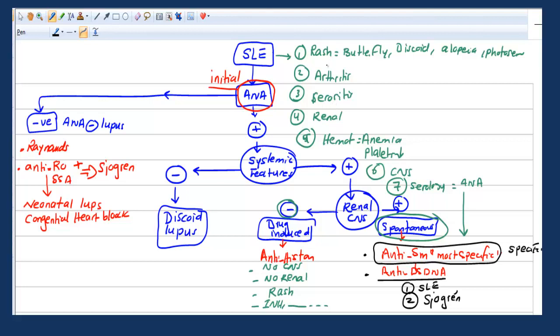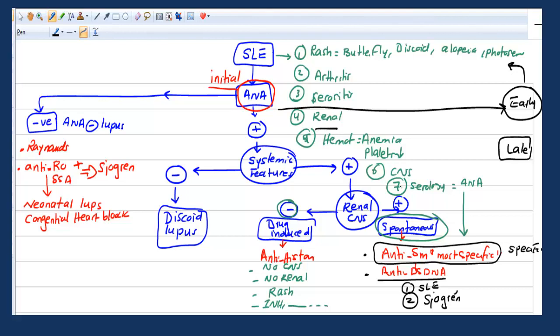And I think, guys, the first 3, you can call it a kind of early. So you can divide it into early features. Everything above is early, and anything below is late features. Sure, renal and CNS are big time late.